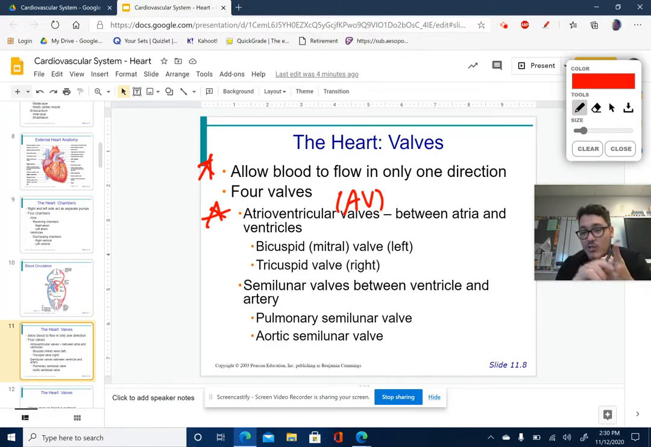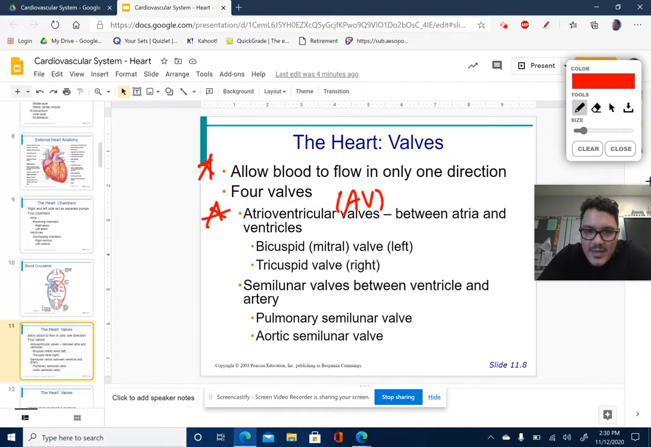Atrio means atria, which are the top chambers. Ventricular means ventricle, which is the bottom chambers. So suddenly we know that these valves are separating the top parts of the heart from the bottom parts of the heart. Atrioventricular. There are two AV valves that we need to know, the bicuspid and the tricuspid valve.